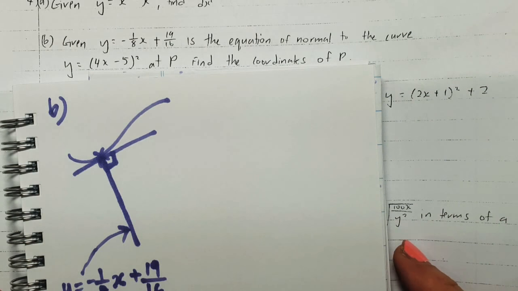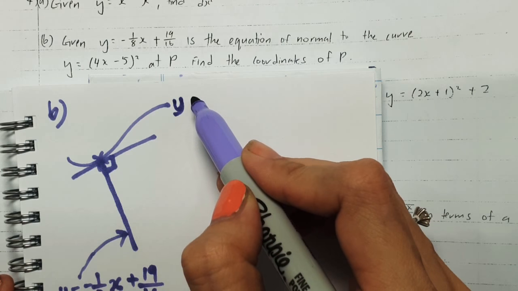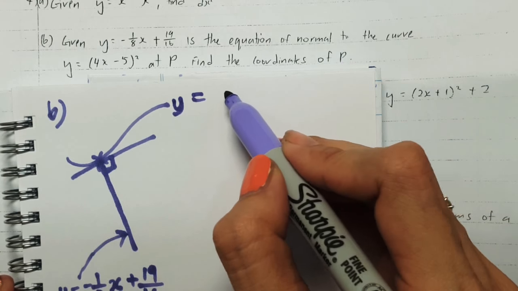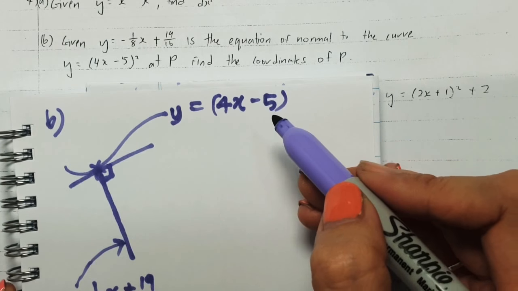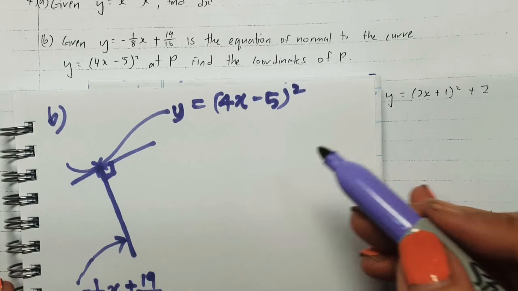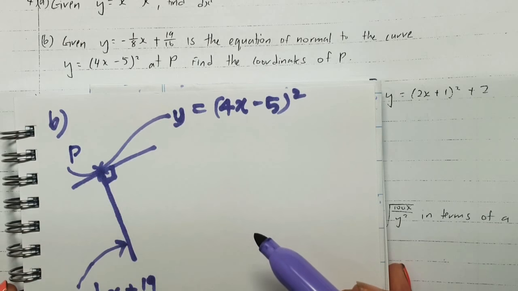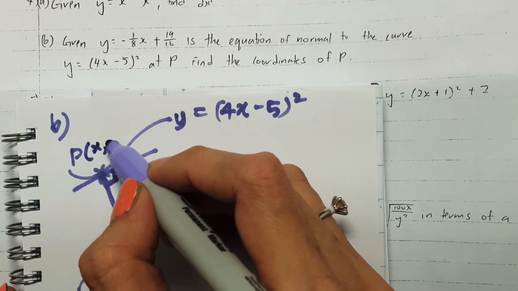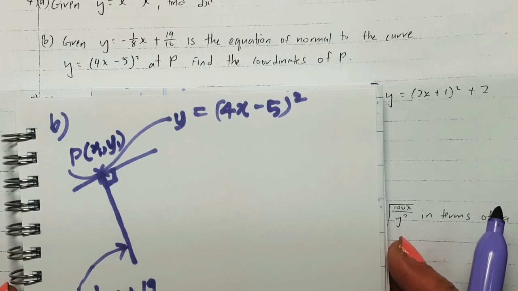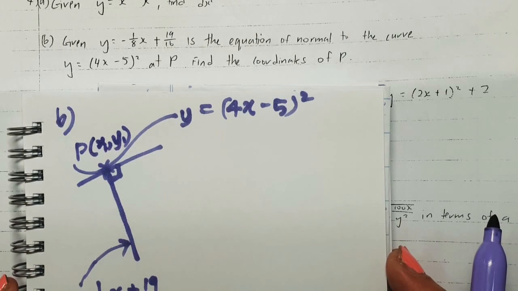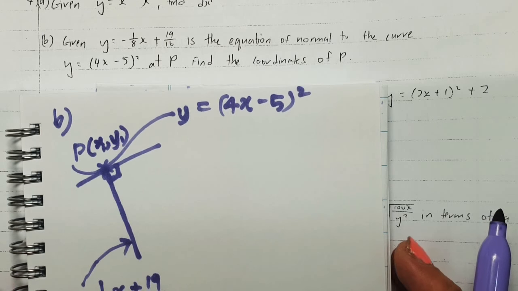What other information? The equation of the curve. Beside the curve, let's write down its equation: y equals 4x minus 5, squared, at P. That means the normal is made from the point P. What are the coordinates of P? We don't know, so let's call it x1, y1. This part of the question only asks us to find the coordinates of P. So how do we do this?